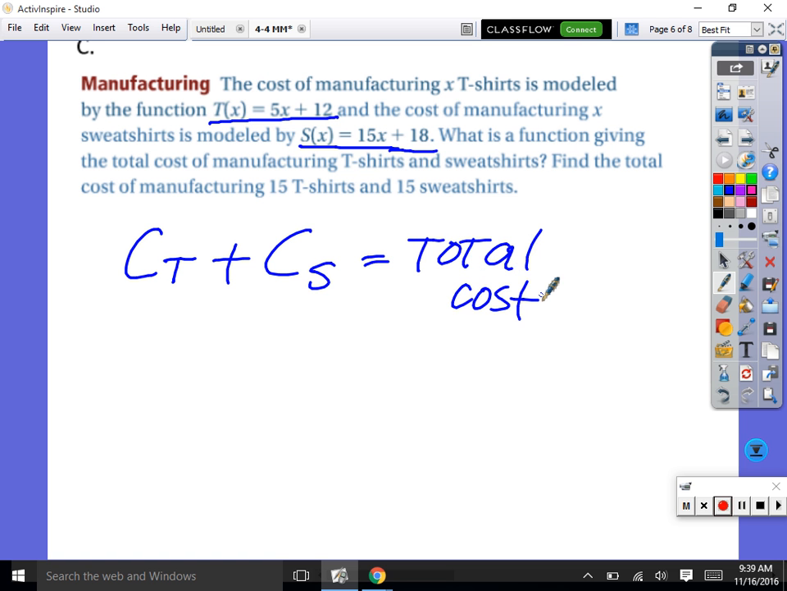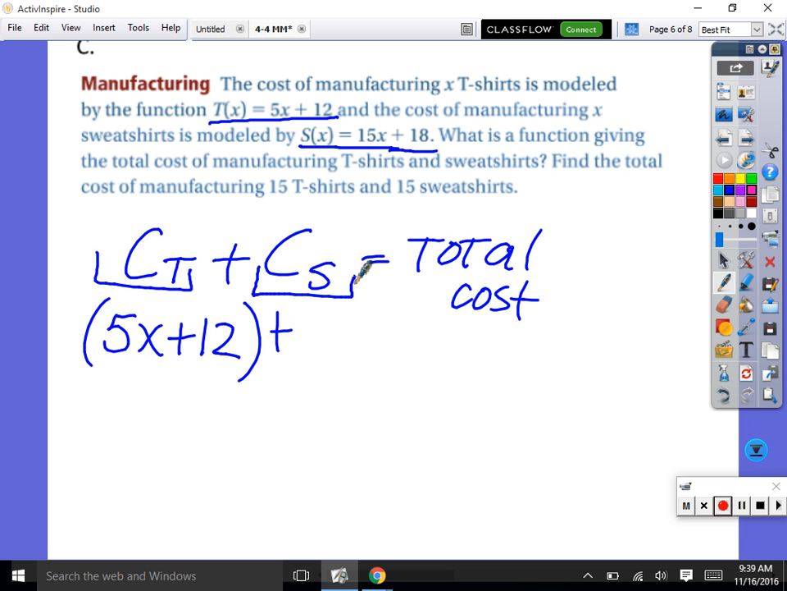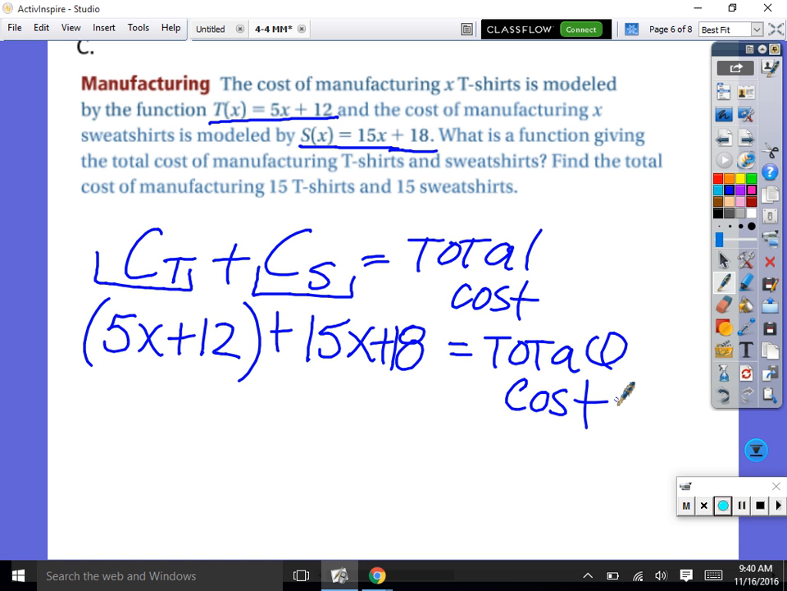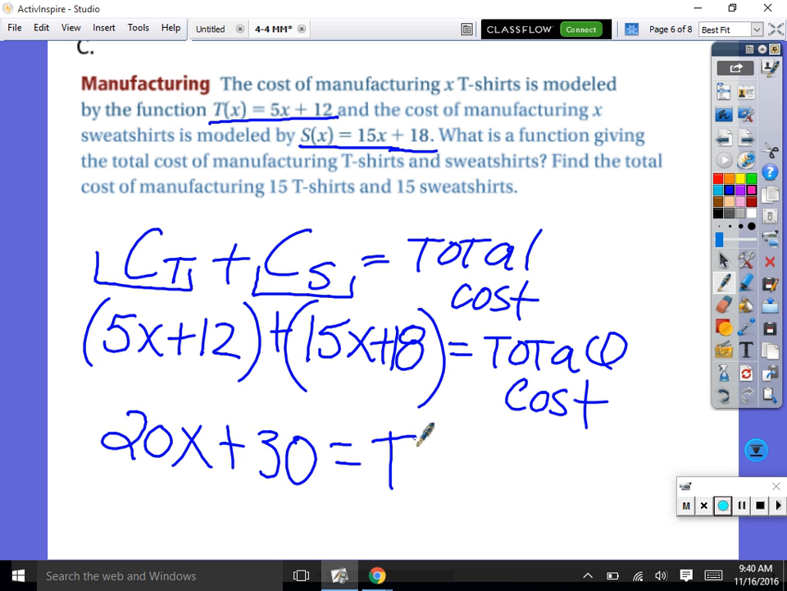So let's go ahead and write that in. The cost of the t-shirts was 5x plus 12, plus the cost of the sweatshirts was 15x plus 18, and that equals our total cost. Okay, so now combine like terms. Parentheses here. So 15x plus 5x is 20x. 12 plus 18 is 30. 20x plus 30 equals total cost. I'm going to write TC for total cost. Does everybody understand? Makes sense.